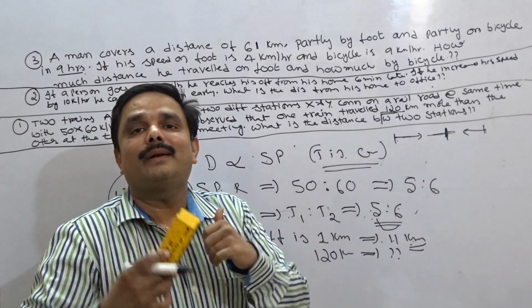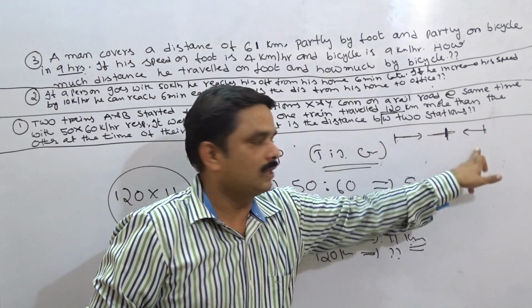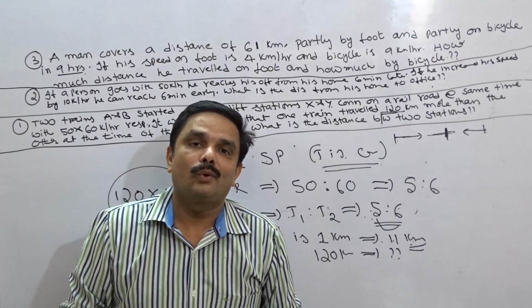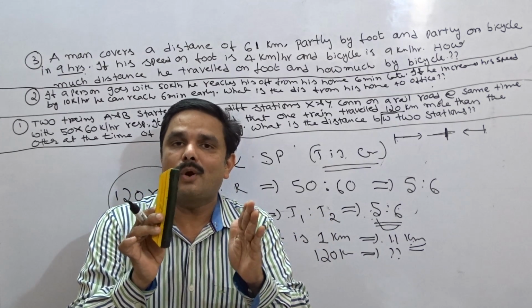Both travel 1320. 1320 means from here to here and here to here. The distance between two stations is 1320. Hope you understood this one, right? This is the way to do the questions in any competitive exam.